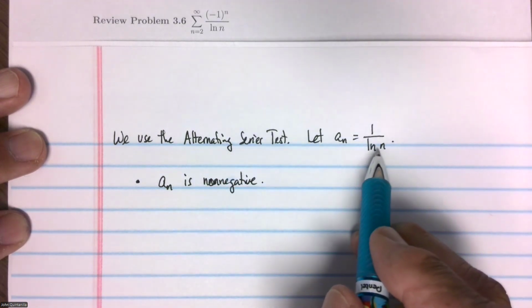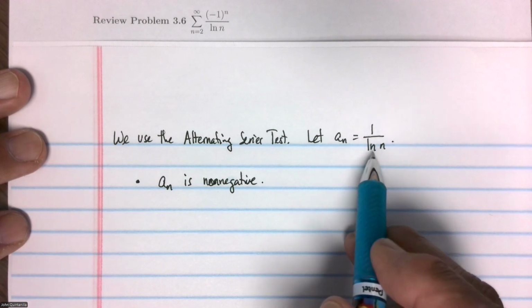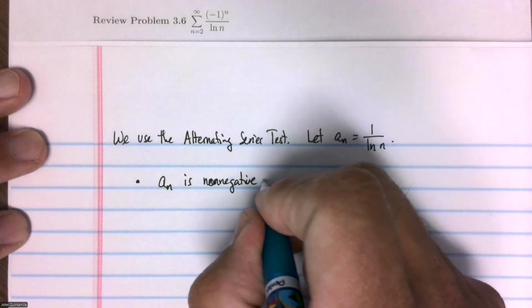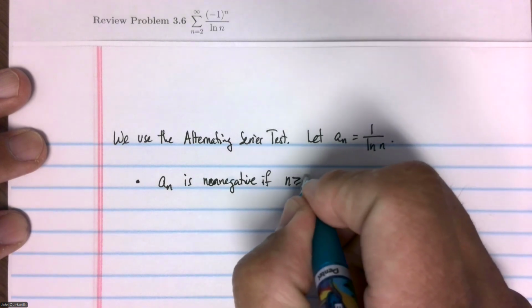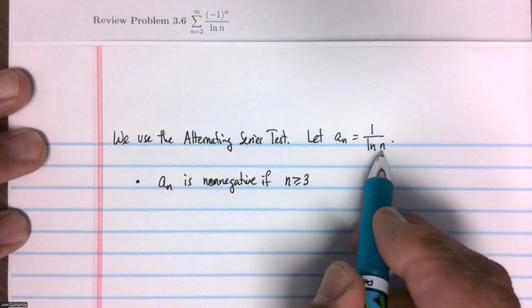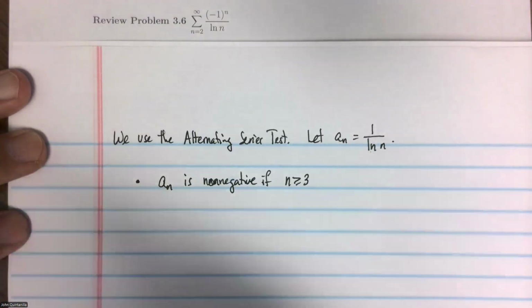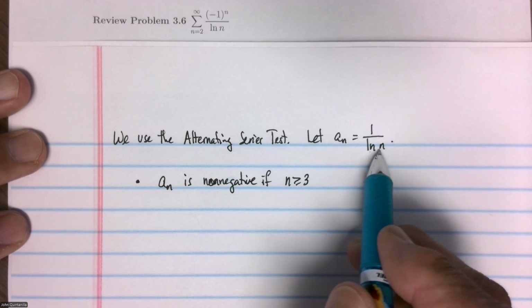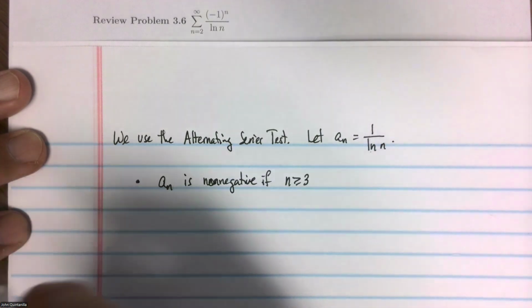Okay, so this holds if n is sufficiently large. And so that certainly happens here. If n is greater than or equal to 3, if n is at least e, then natural log of n is a positive number. So for n sufficiently large, the fraction here is going to be non-negative.